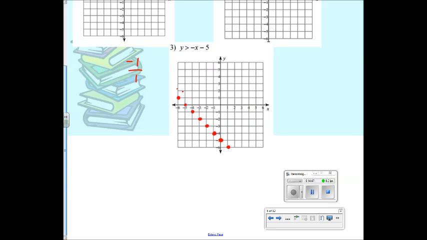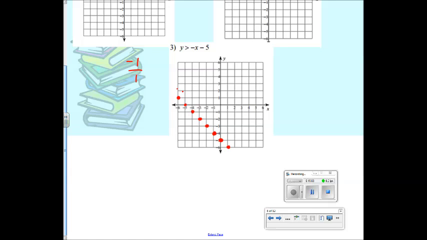Okay, so now I just have to decide if I go to the right or to the left. I talked about this with a bunch of you. Pick a point, plug it in, and I usually just pick 0, 0. I always pick 0, 0, because it makes it easier.